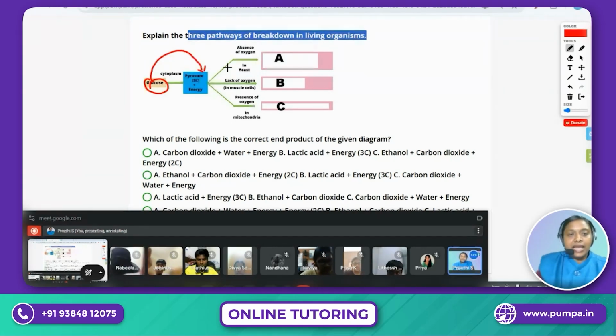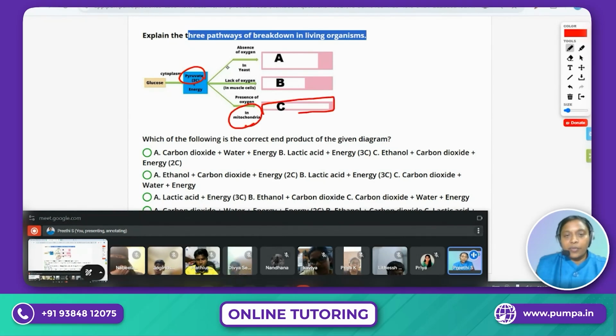It is all happening in the cytoplasm of the cell. Next to it, if the presence of oxygen is there, the pyruvate will be entering into the mitochondria, and then it will be producing some of the products like this. Mostly, it will be followed.